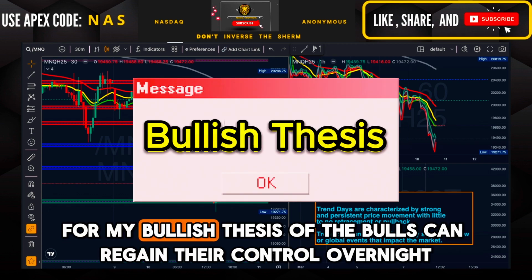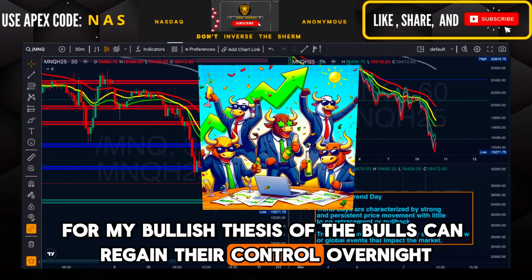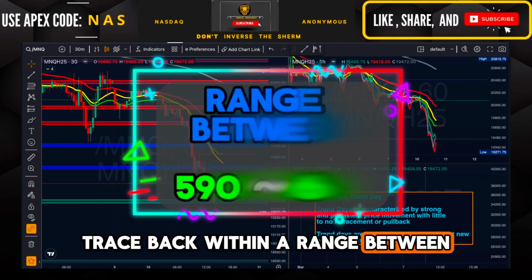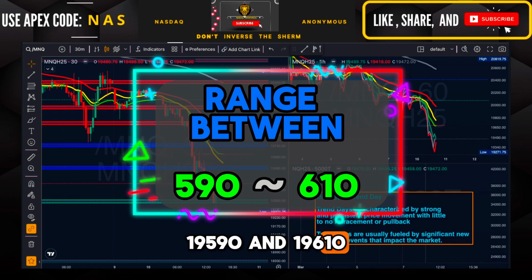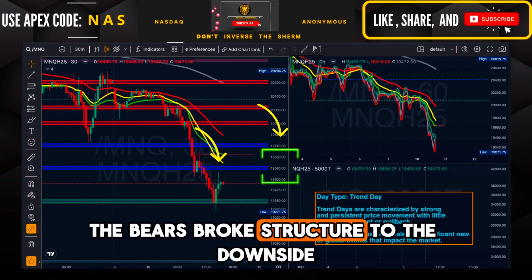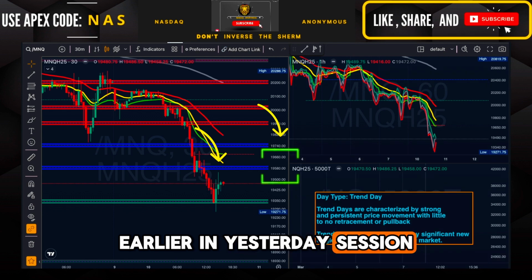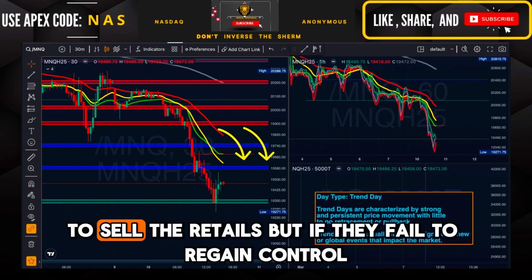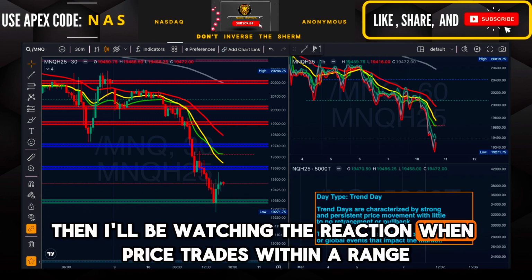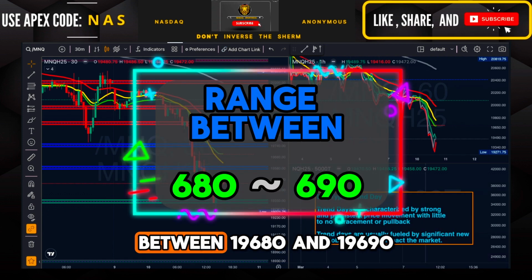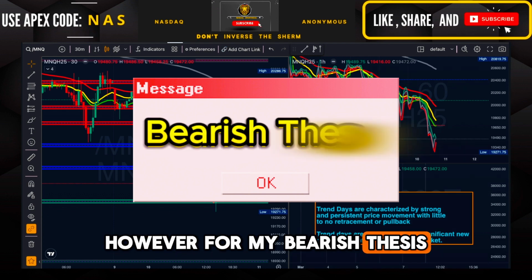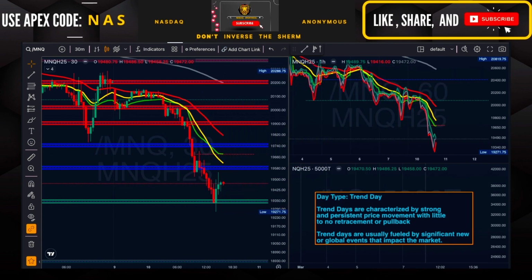So, for my bullish thesis, if the bulls can regain their control overnight, then I'll be watching the reaction when price trades back within a range between 590 and 610. Because this is the range where the bears broke structure to the downside earlier in yesterday's session. And I do expect for passive sell orders to be resting around this area to sell the retest. But if they fail to regain control, then I'll be watching the reaction when price trades within a range between 680 and 690.